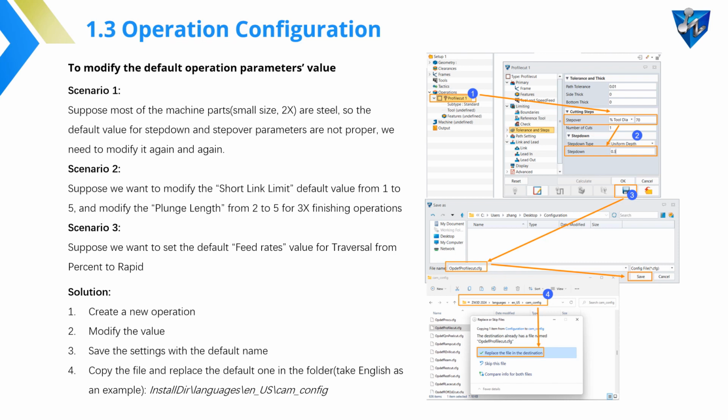The steps are simple: just start the corresponding operation, and then modify the values you want. Then click the Save button, with the default name, to any folder. The final step is to copy it to the corresponding location as shown here.